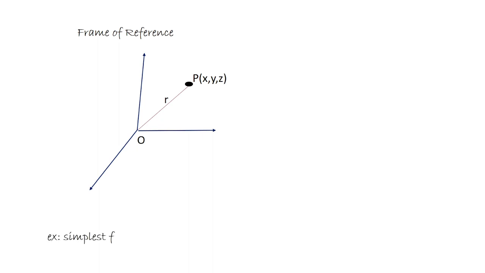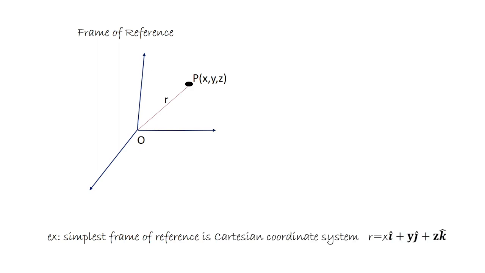Now here is the important thing, frame of reference. What is a frame of reference? If you imagine a coordinate system attached to a rigid body, then we describe the position of any particle relative to it. Such a coordinate system is called a frame of reference. The simplest example is the Cartesian coordinate system where the position r equals x i cap plus y j cap plus z k cap.